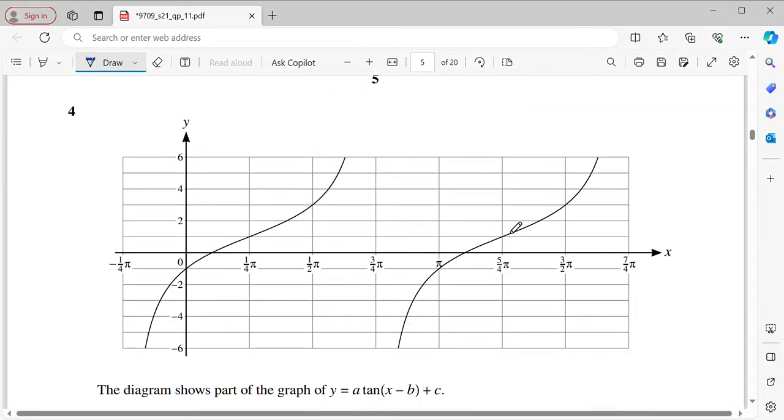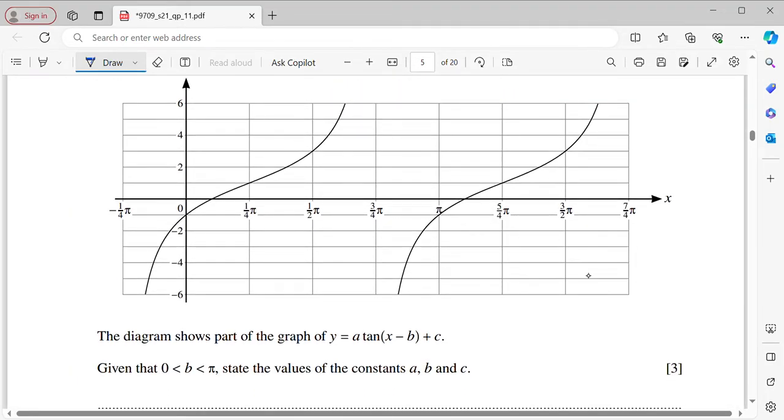Okay, now next, question number 4. The diagram shows part of the graph of y equals a tangent of (x minus b) plus c. Given that b lies between 0 and pi, state the values of a, b, c. So a, b, c are constants. Okay, so now this is a tangent graph, part of y equals a tangent (x minus b) plus c.